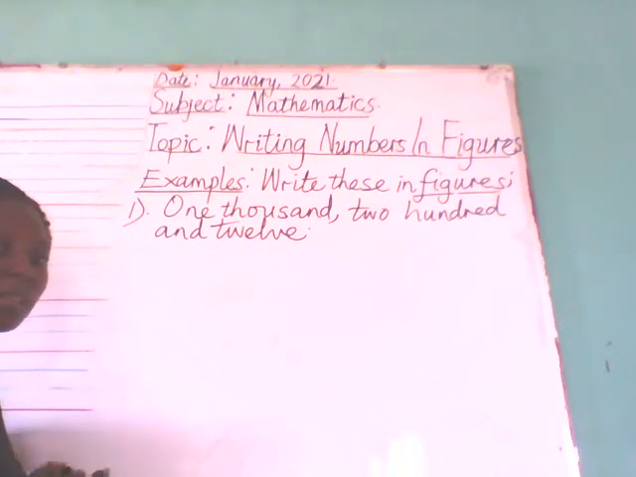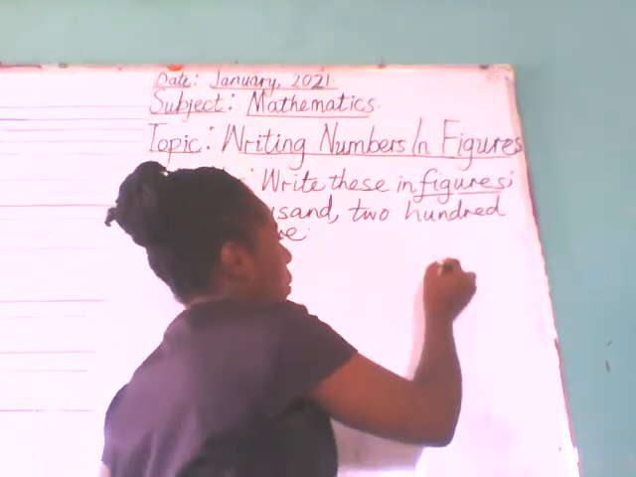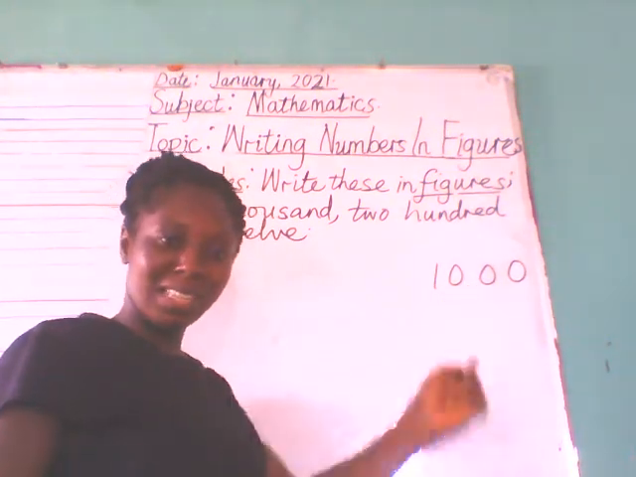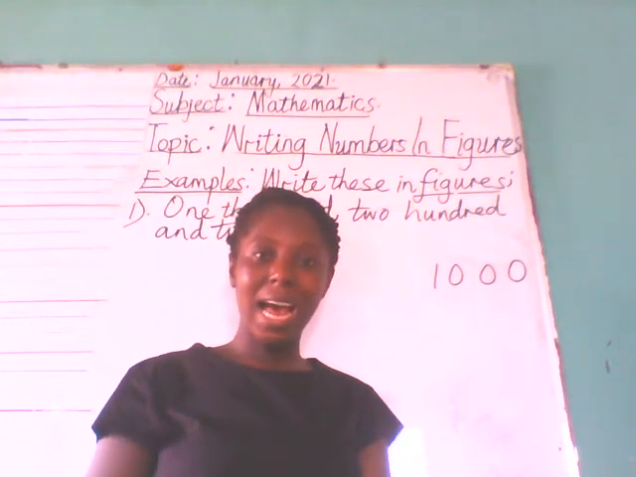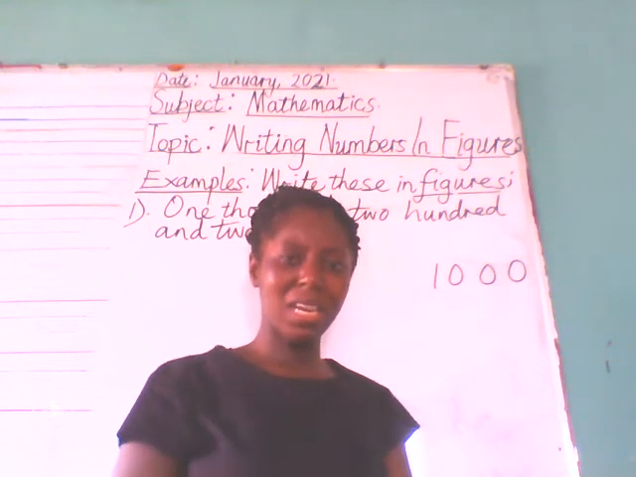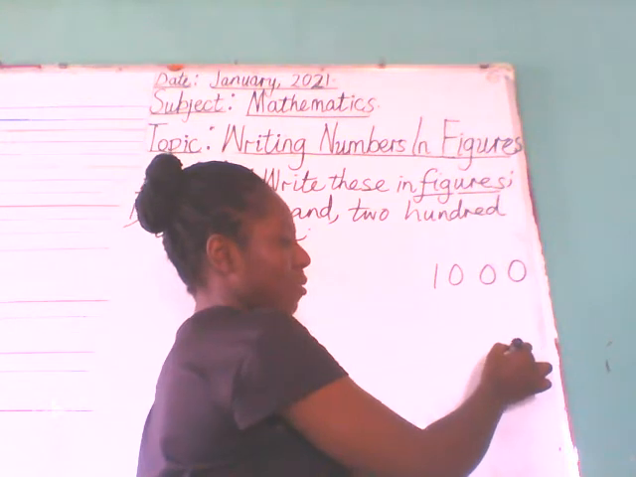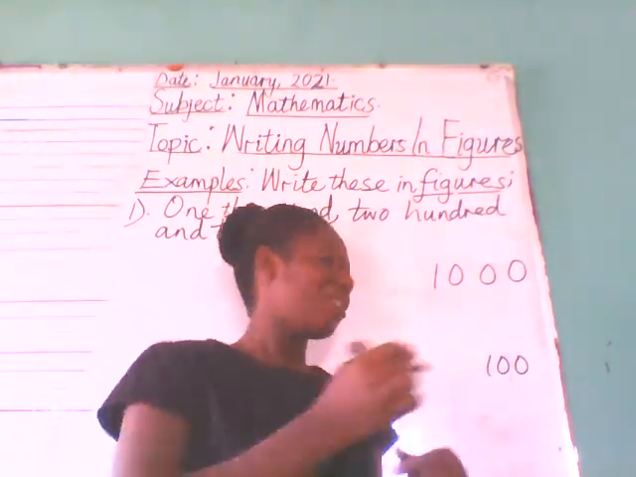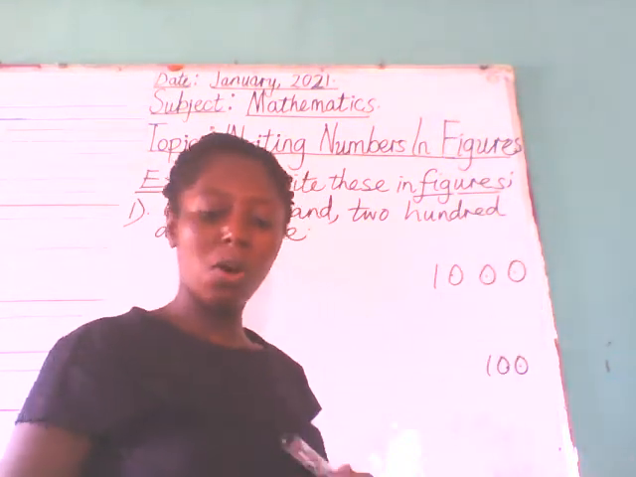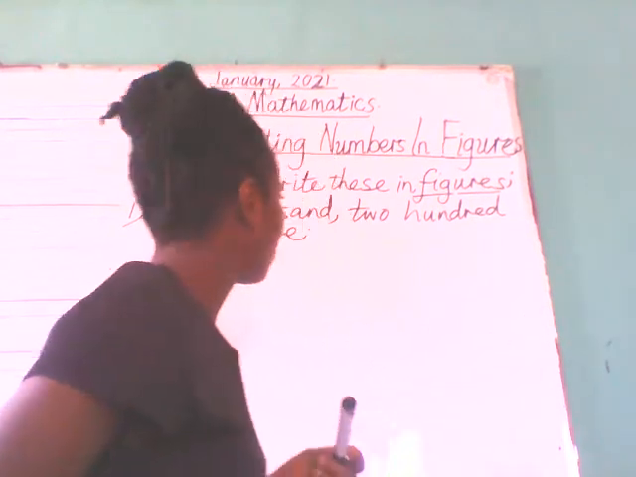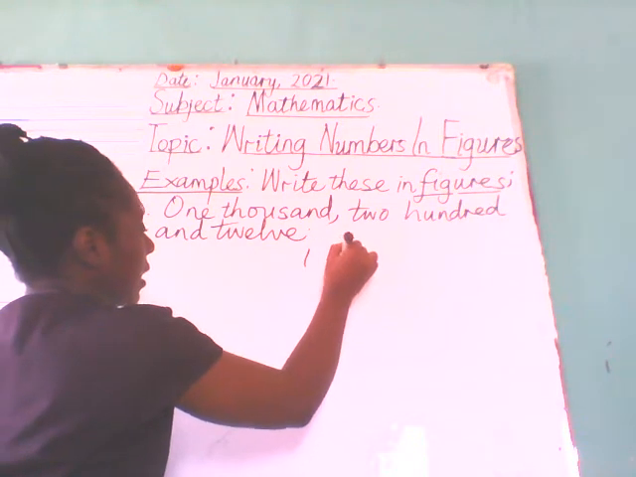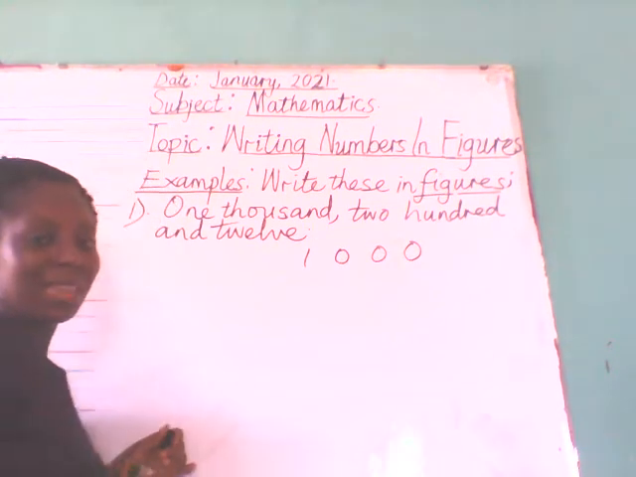Now how do we write 1,000? Remember, 1,000 has 3 zeros. Let me ask, what of 100? 100 has 2 zeros. But 1,000 has 1, 2, 3 zeros. So we write 1,000 like this, because 1,000 has 3 zeros.